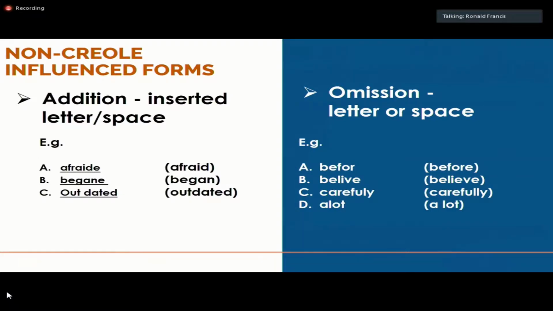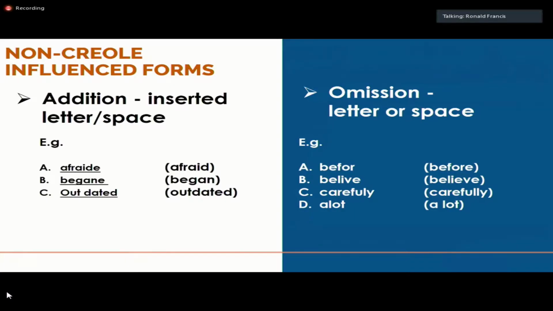and I looked at four types of errors. I didn't have time to elaborate on my full methodology, but I basically looked at addition of items, omission of items, misselection, and malformation. And what I found was that you often had addition, so for example, inserted spaces or extra letters, so afraid with an E, or began with an E, or a space inserted in outdated, for example. And these things are just due to English complexity. There is no Creole basis, at least based on my research so far, for explaining these errors.